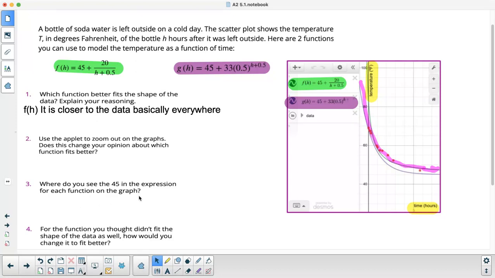Number three: where do you see the 45 in the expression for each function of the graph? So here we've got a 45. If you look up here, we've got the 45 right here, and we've got the 45 right here. And I would say it's probably the horizontal asymptote if you were to look at it. So 45 would be right here.